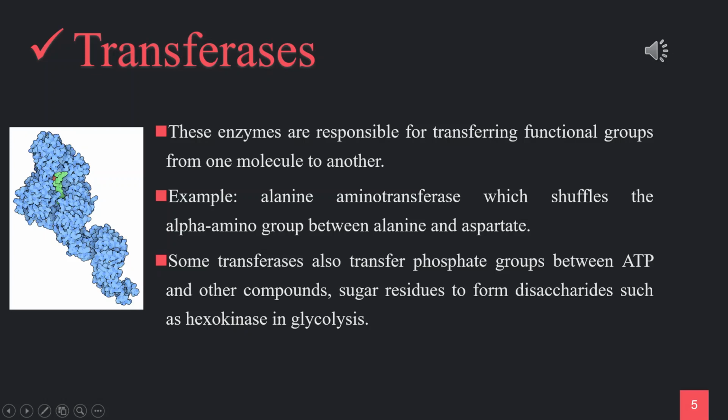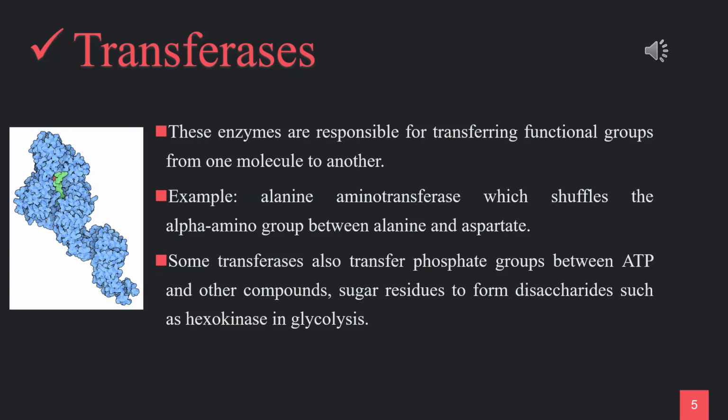The first type of the enzyme is called transferase. From its name, it's called transferase, which means that it transfers a certain molecule or a certain functional group between two molecular agents, such as an amino group or phosphate group.